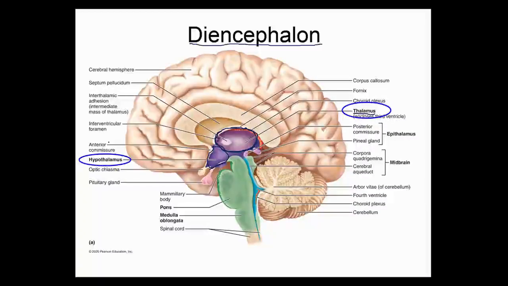So again, the thalamus and hypothalamus make up the diencephalon. The thalamus passes information to the cerebrum from the body and other parts of the brain, and the hypothalamus controls a lot of the autonomic nervous system, the involuntary actions.